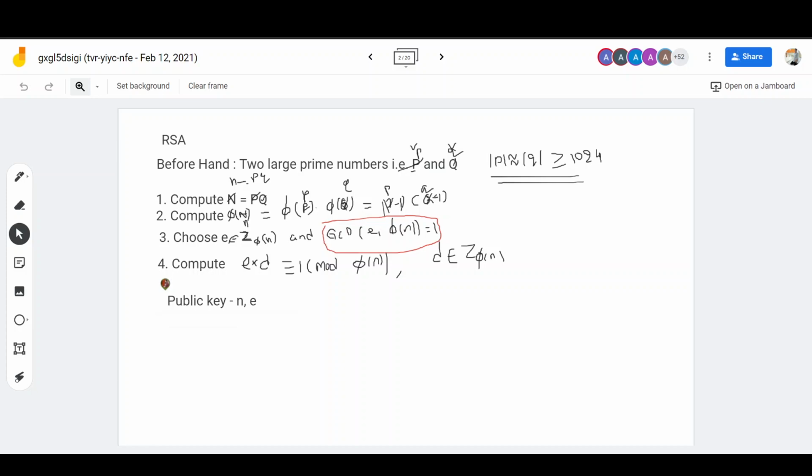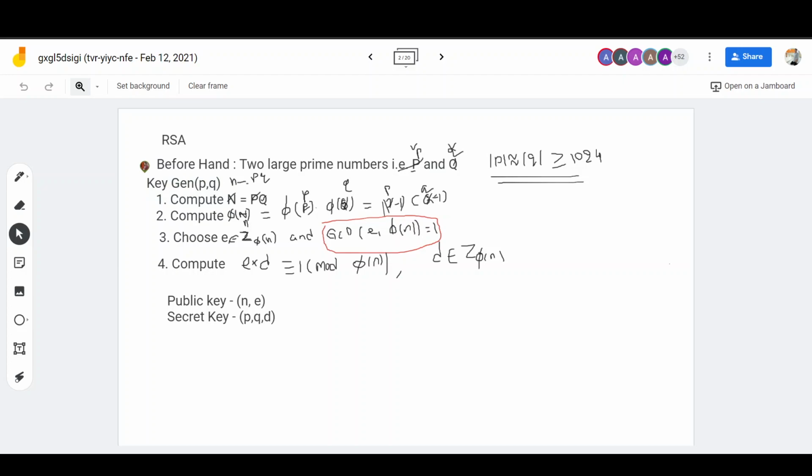Now, what I told you before, every public key cryptography maintains three algorithms. One is the key generation algorithm. Key generation algorithm requires p and q as the inputs. This is the key generation algorithm.